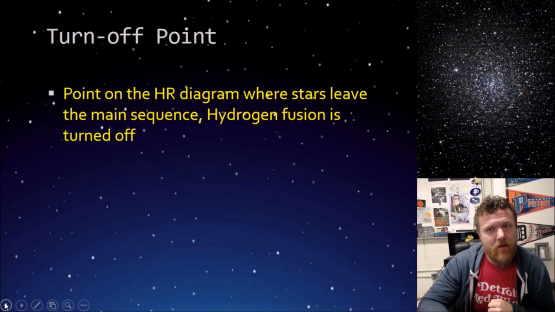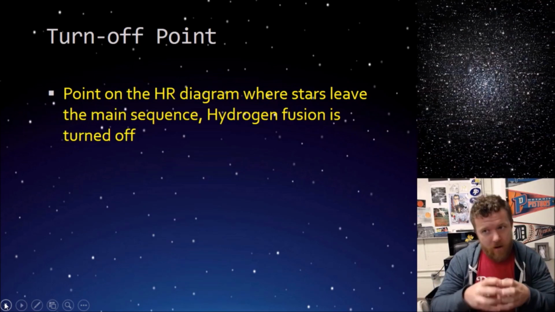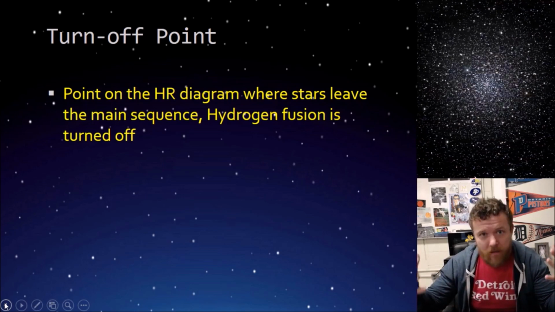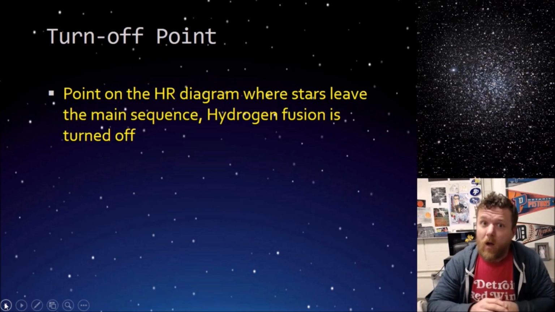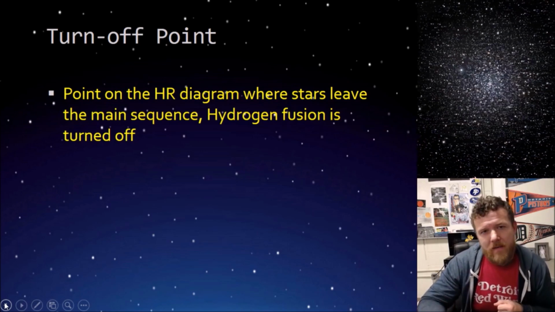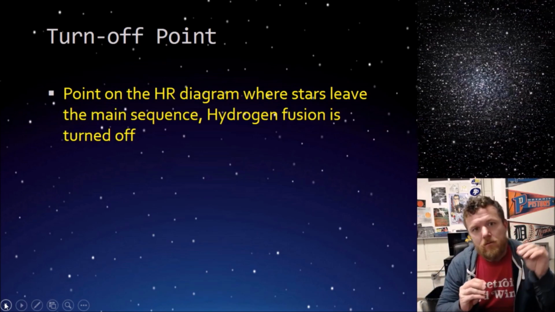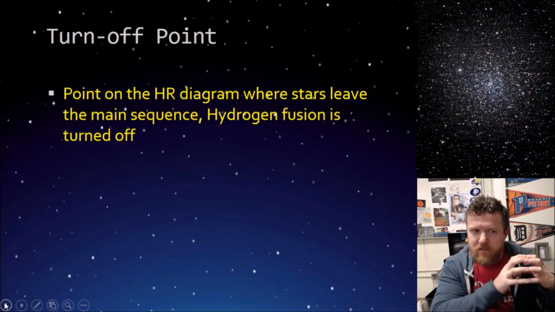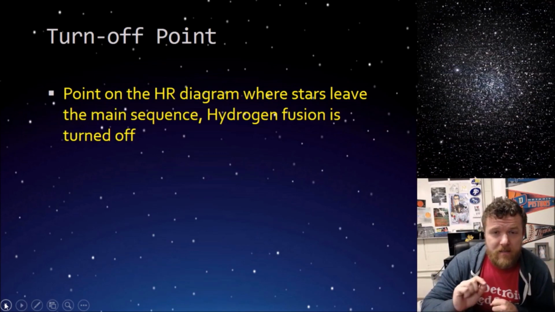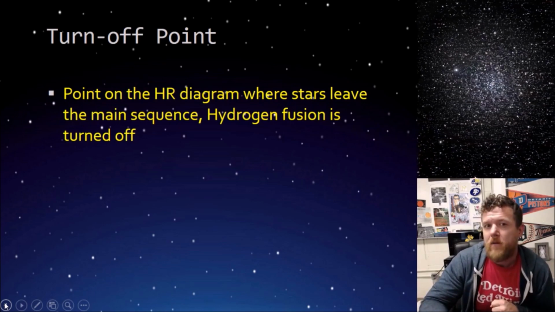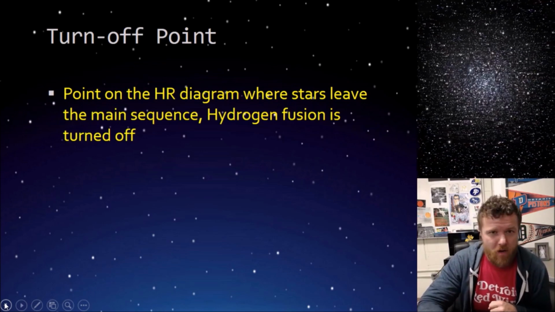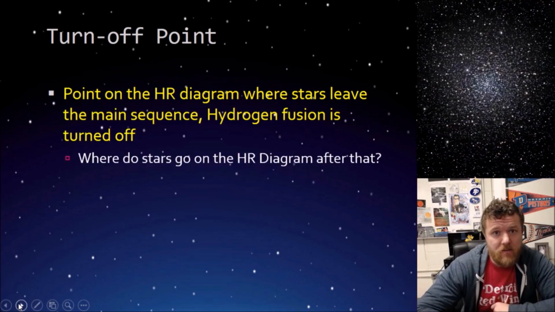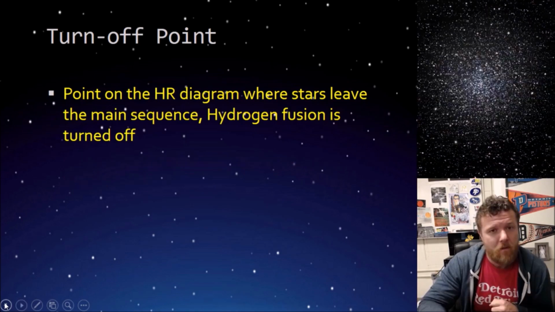So there's two ways to think of it. If you turn off your hydrogen fusion and turn on helium fusion, that's the point where you start to swell and turn into a giant star. But it's also the point where you're no longer on the main sequence and you actually move up to the next little region of giants or supergiants. So the turnoff point is the point where a star turns off of the main sequence because it has turned off hydrogen fusion. Where do stars go after they turn off of the main sequence? They get big and red, to put it simply. Go ahead and write this down.